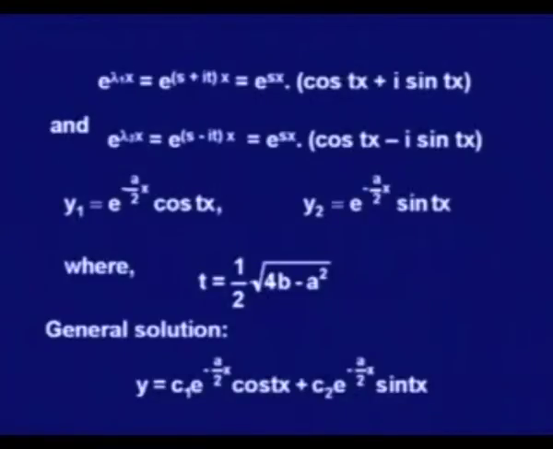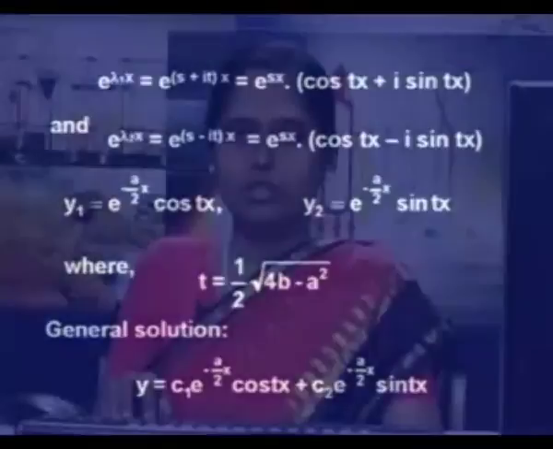So, we have seen that for a linear differential equation with constant coefficient, the characteristic equation has two roots, and depending upon the discriminant we are getting 3 types of solutions. So, let us summarize this method. How are we going to solve this equation?